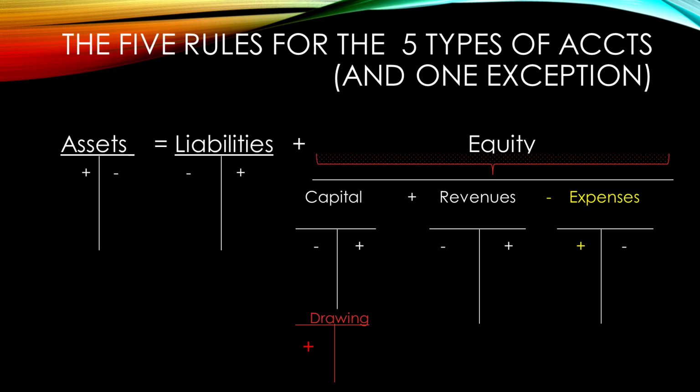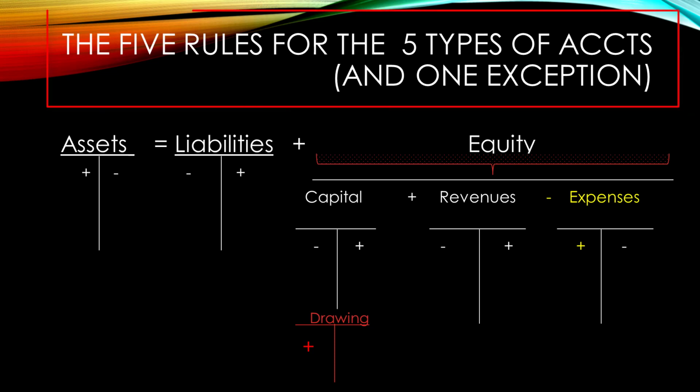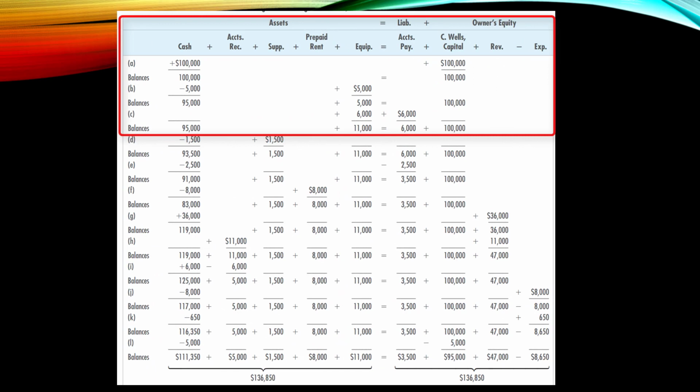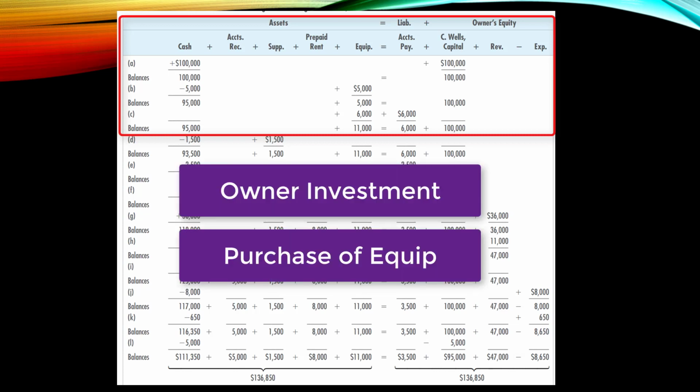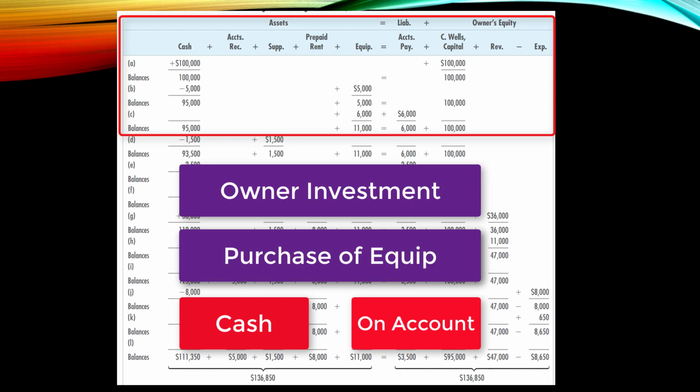In the first half of the video on Chapter 3, we learned about the 5 rules of debits and credits. In this second half of the video, we will put those rules to use with the first 3 transactions. You will recall that the first transaction was an owner's investment, and the next 2 transactions dealt with purchases of equipment for both cash and on account.